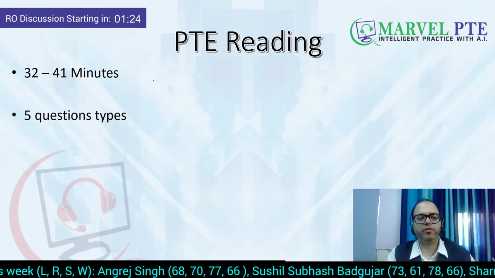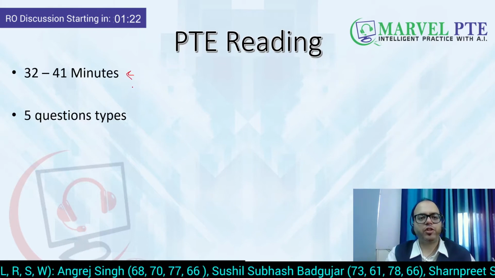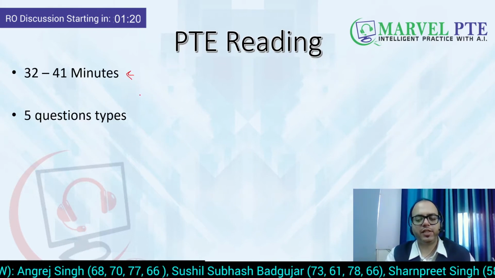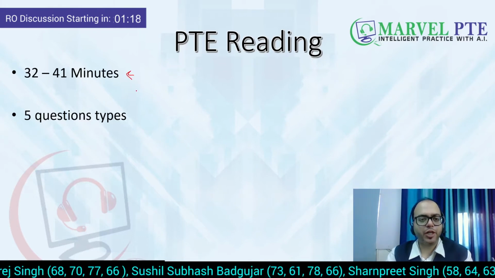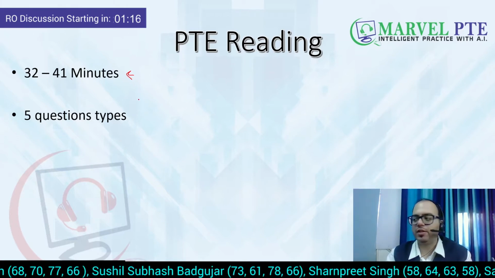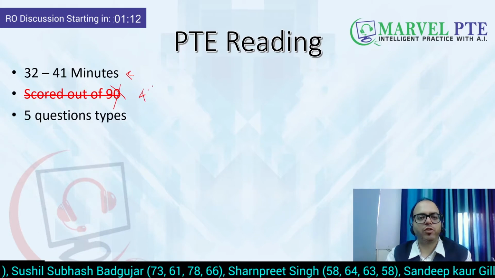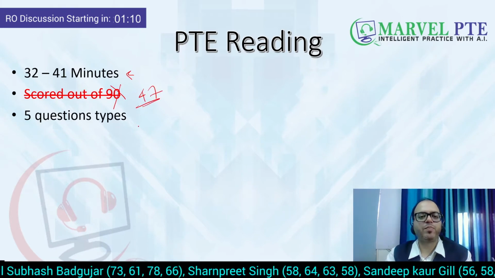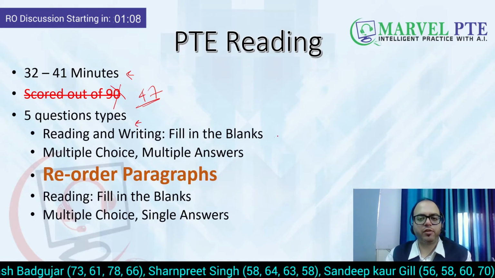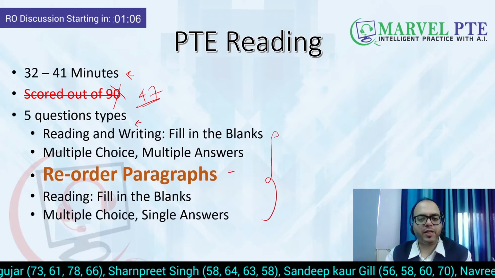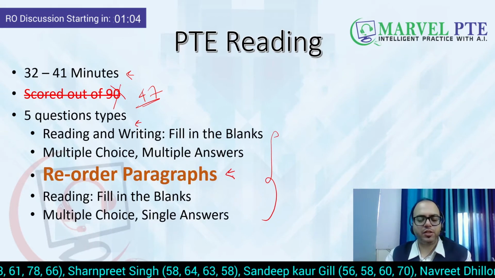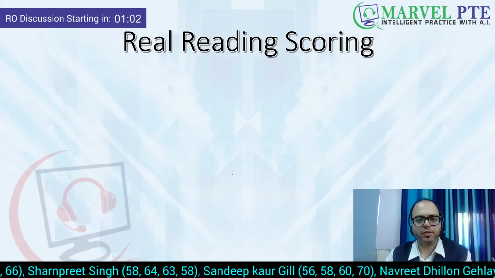Now coming to the PTE reading, it is of 32 to 41 minutes and this is an integrated section जहाँ पे आपको अपने आप time management करनी होती है. But one thing I want to add is that it's not scored out of 90, it's scored out of just 47 marks. It has 5 question types, the order is fixed, and today's topic is about reorder paragraph, which is the third question type in this order.